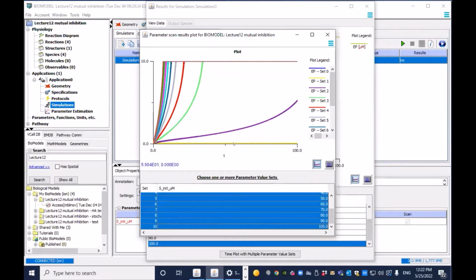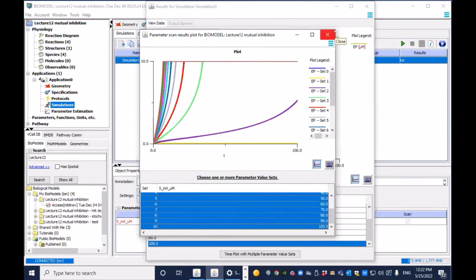So as you can see here, there is a behavior where it suddenly, at some point where stimulus goes above a certain level, it will quickly run and reach an equilibrium with almost everything on the other side in the phosphorylated form.